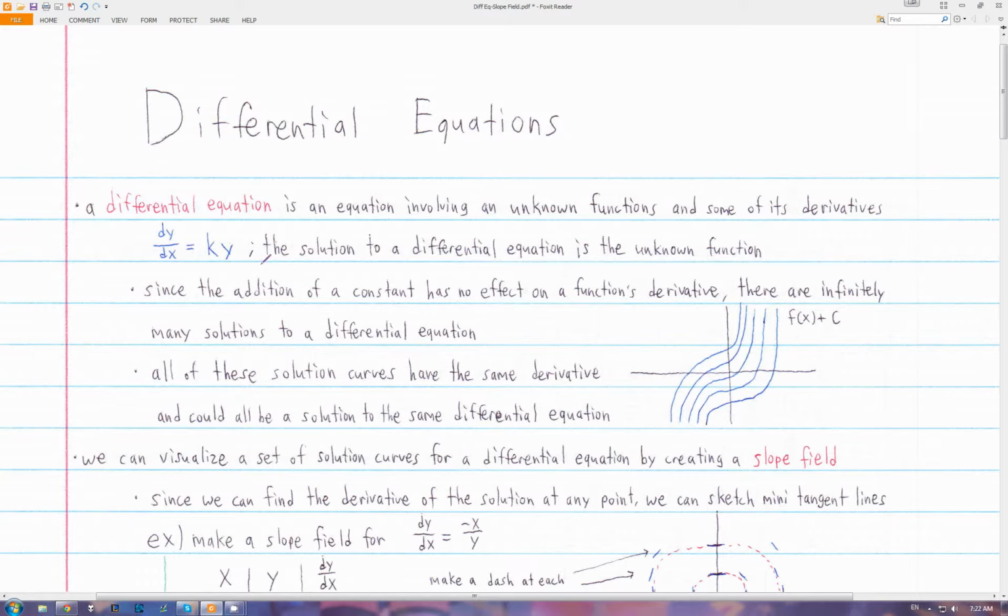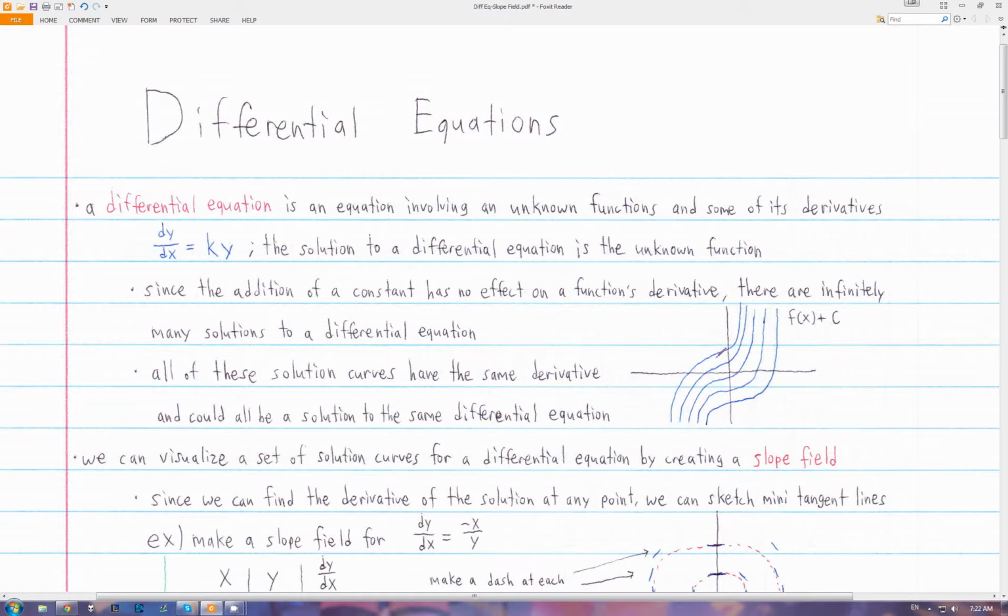And since the addition of a constant to a function has no effect on the derivative, for example, 2x plus 3 and 2x plus 4 have the same derivative, that means there are actually infinitely many solutions to a single differential equation. Here you can see a graph of all of the possible solutions to some differential equation. They're all the same function, but they differ by adding some constant. So they all have the same derivative, but the graphs are all different.